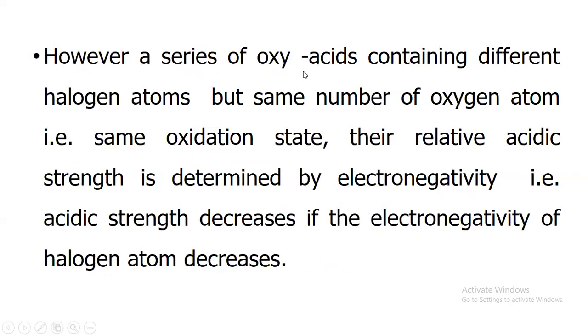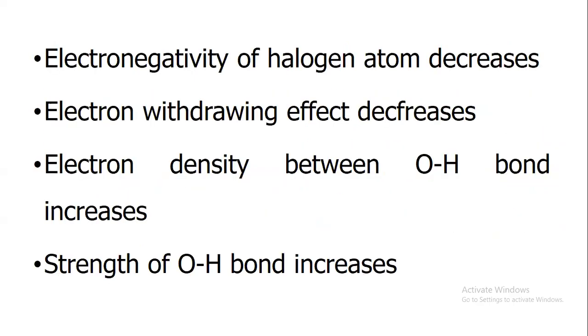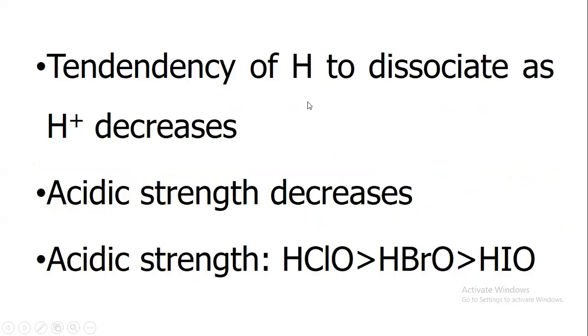However, in a series of oxyacids containing different halogen atoms but the same number of oxygen atoms, that is, the same oxidation state, their relative acidic strength is determined by electronegativity. The acidic strength decreases if the electronegativity of the halogen atoms decreases. As electronegativity of the halogen atoms decreases, the electron withdrawing effect decreases. Electron density in the oxygen-hydrogen bond increases, so the strength of the oxygen-hydrogen bond increases. The tendency of hydrogen to dissociate as H plus decreases, and acidic strength decreases. So acidic strength is in this order.